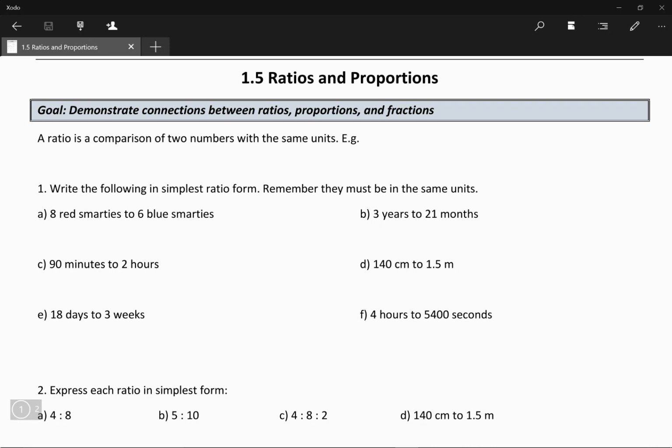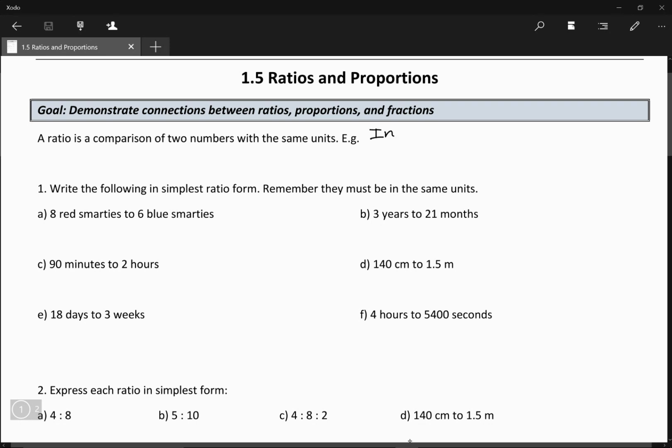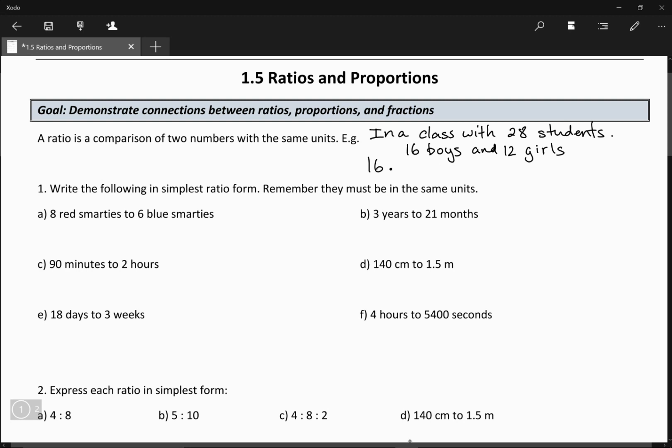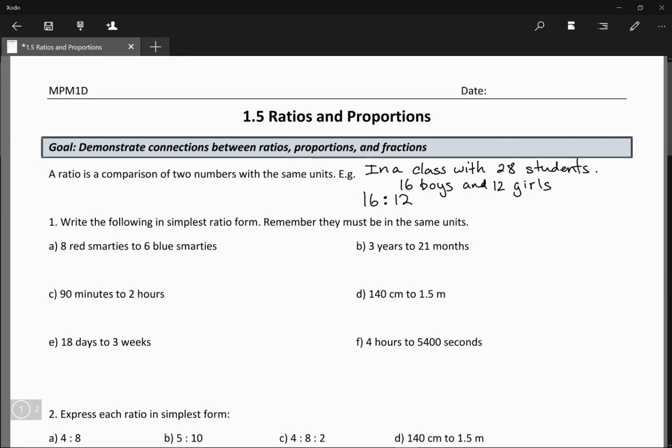So example, well, let's imagine we have a class here. In a class with 28 students, let's say we have 16 boys and 12 girls. So 16 plus 12 is 28. If I were to express this as a ratio, I could say we have 16 boys to 12 girls. And I'm using a colon here to express this as a ratio, 16 to 12.